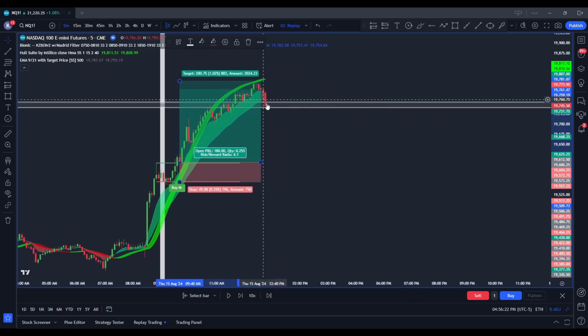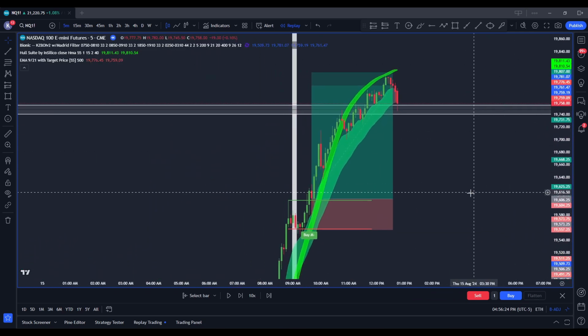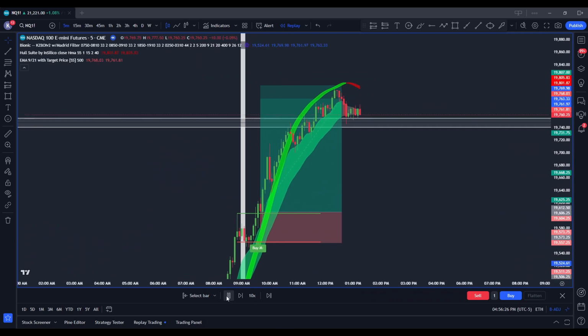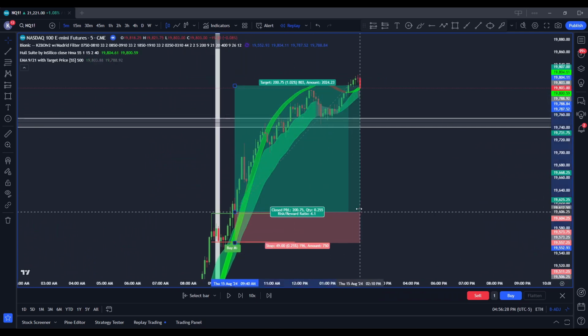Even though there's a resistance, there we go. There's our 1 to 4 trade. And I don't think it hit it exactly, but all right, there it goes. So now we have our 1 to 4 trade.